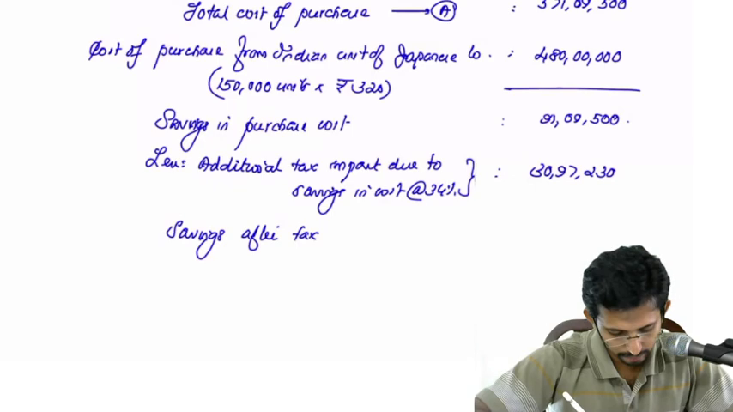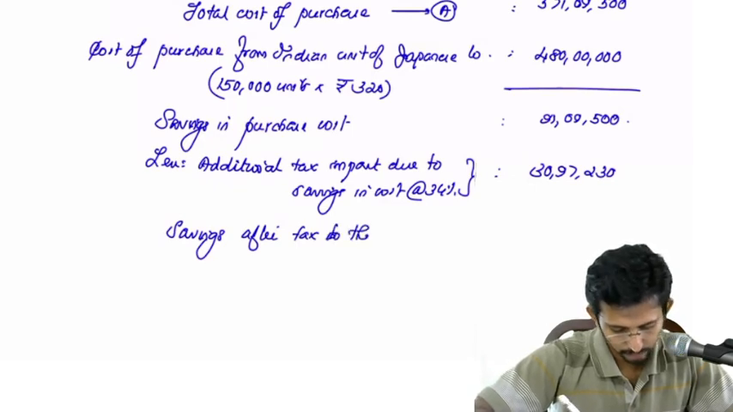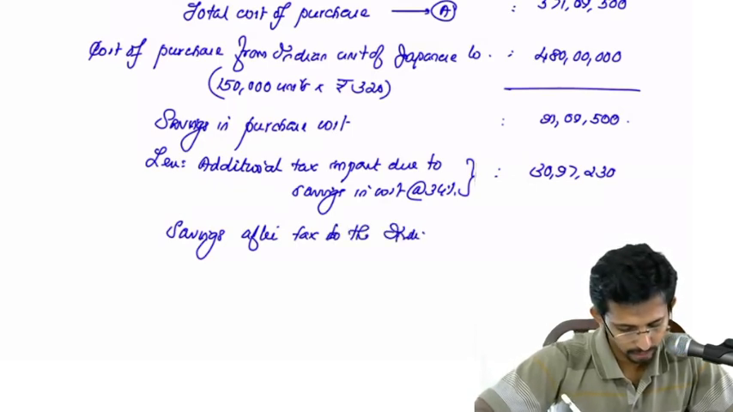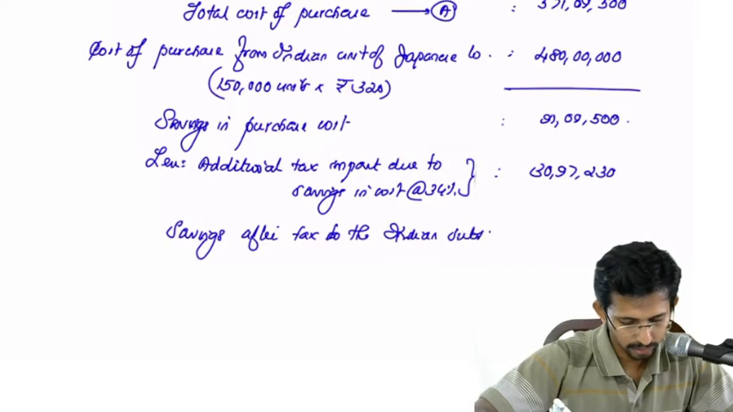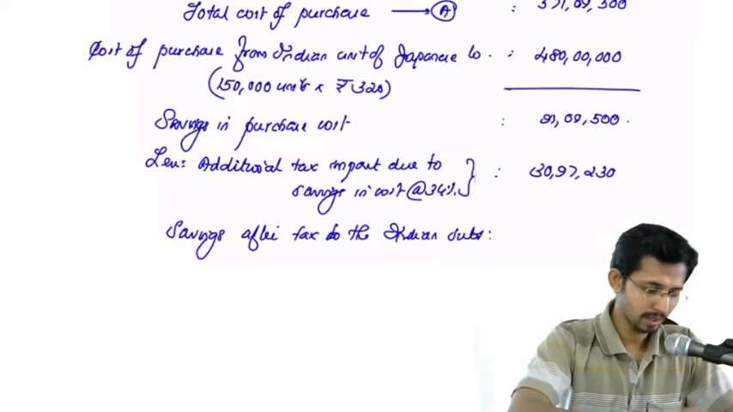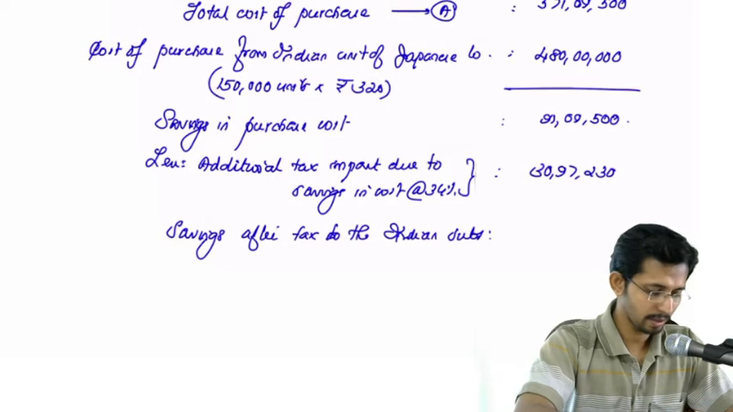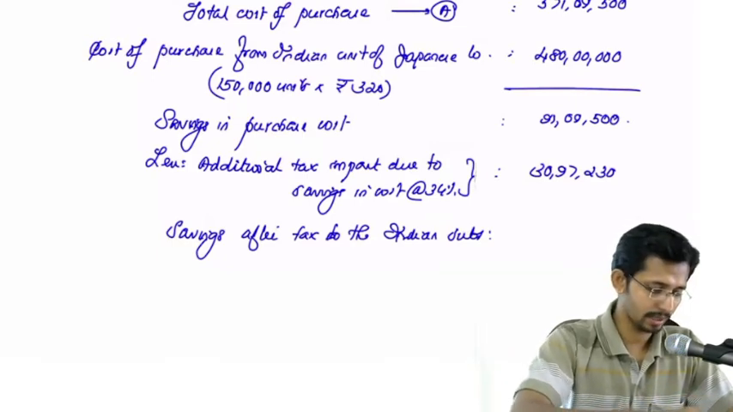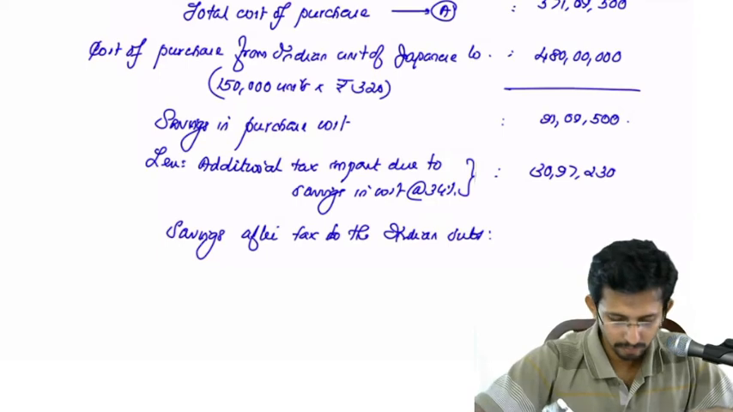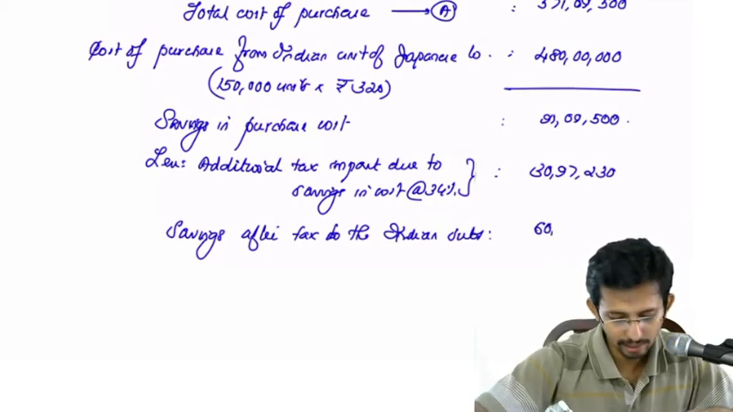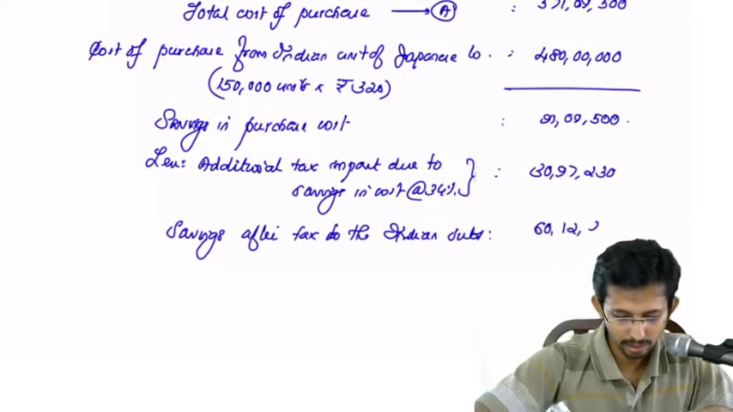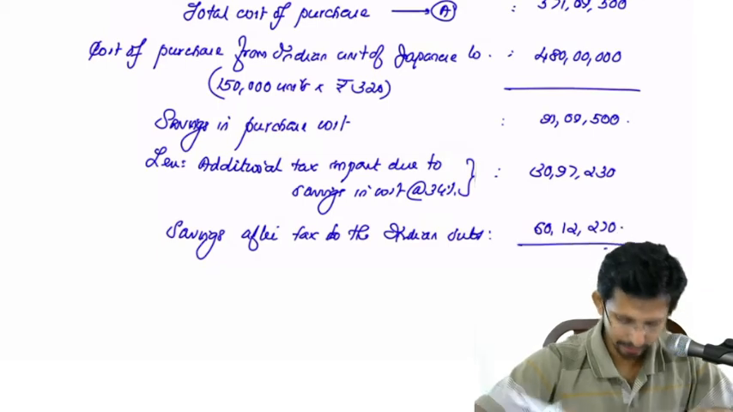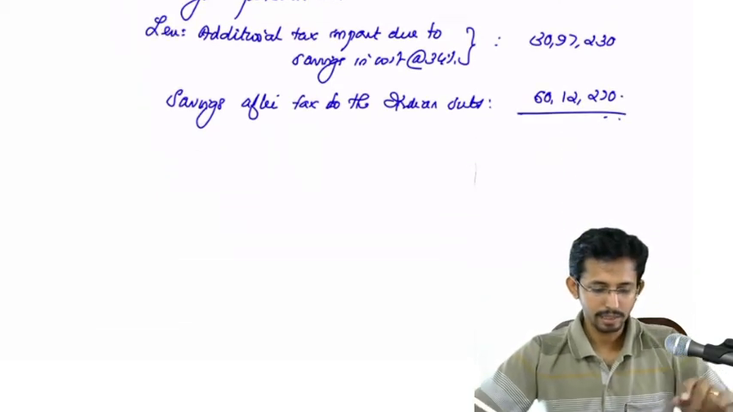Okay, so net savings after tax to the Indian subsidiary, how much? 91,09,500 minus 30,97,230. So 60,12,270 is the savings after tax to the Indian subsidiary.